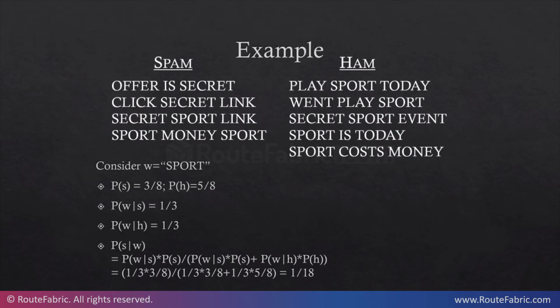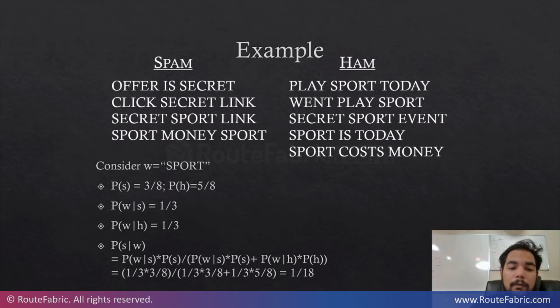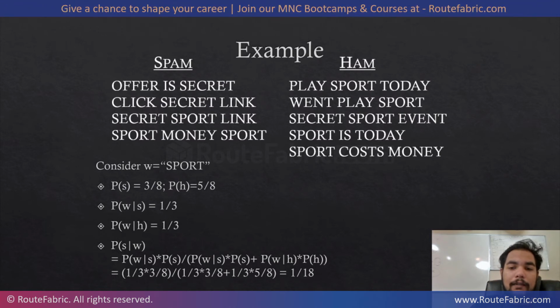Now let us look at an example where we apply the bag of words and find the probability of it being spam or ham. For the example, we have the spam email, which is: offer is secret, click secret link, secret sport link, sport money sport. And for the ham email, we have: play sport today, went play sport, secret sport event, sport is today, sport costs money. Now let's consider the word sport.